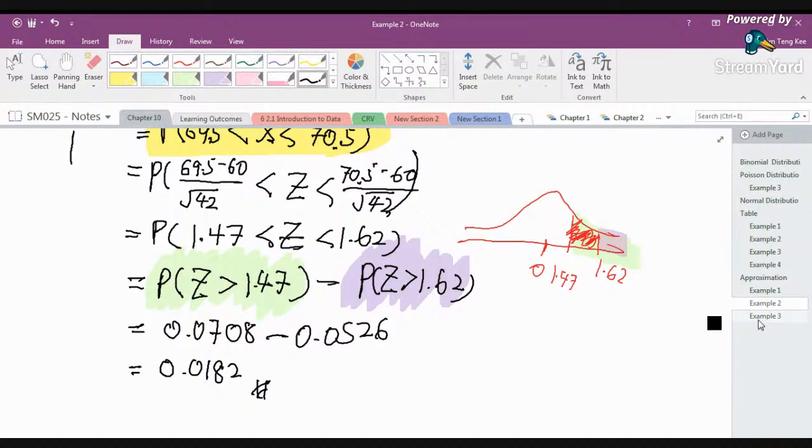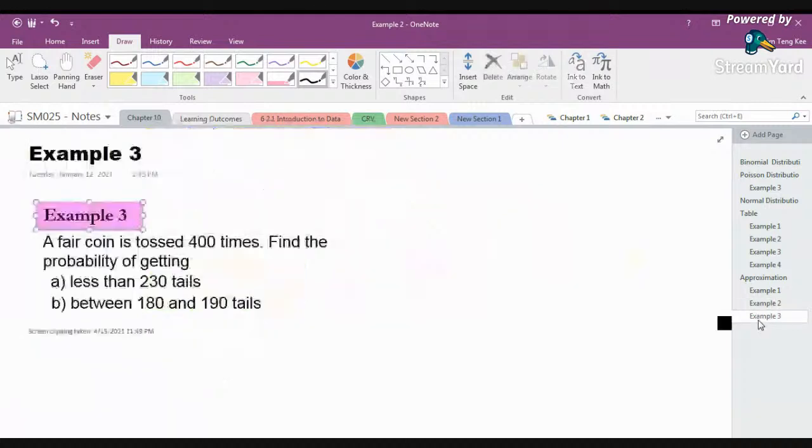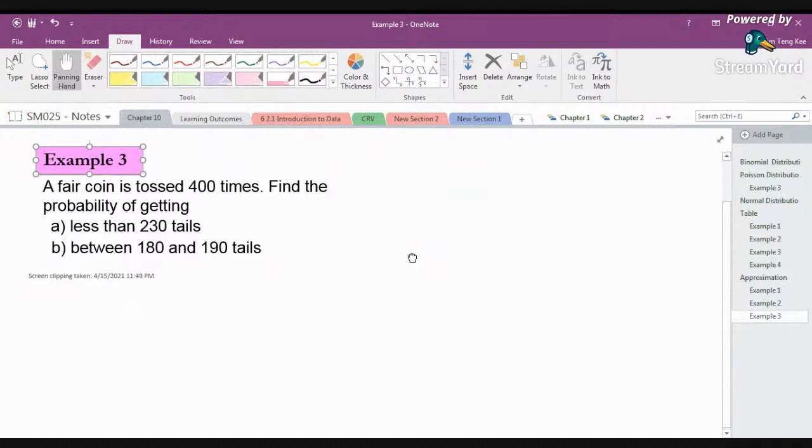Okay, finally, we go for the last examples in approximations, where we have some real-life situations to discuss. The next example is still stated as example 1, but let us correct it to become example 3, which is about a fair coin tossed 400 times. Find the probability of getting less than 230 tails, and between 180 and 190 tails.